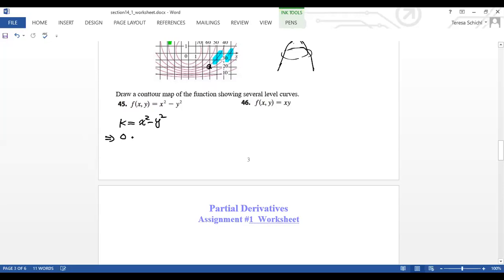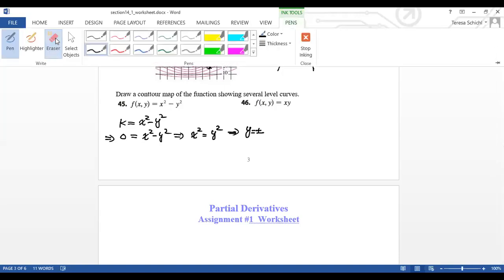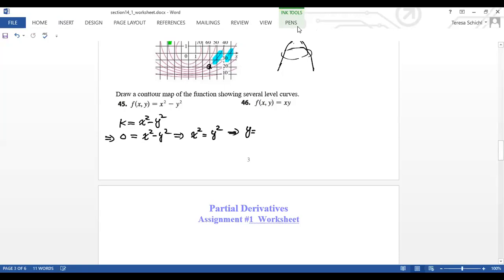But if k equals 0, what do you have here? You have x squared minus y squared equal to 0. So x squared equals y squared, right? Then you take the square root of both sides, so y is equal to plus or minus x here. So that means those are lines, y equals plus or minus x.